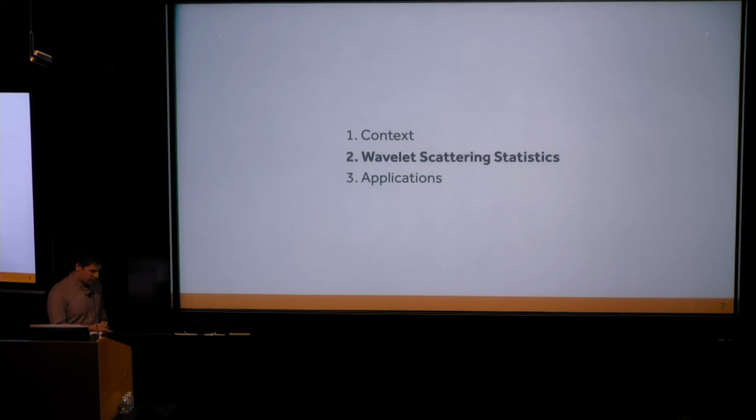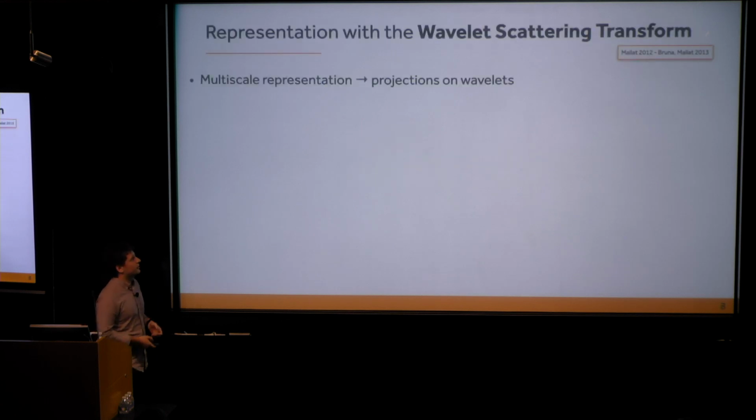So it's a problem. The wavelet scattering statistics can be seen as an alternative way to build a representation. So it's a predefined representation of your data, if you want. I'm going to talk first about the wavelet scattering transform, which is one class of wavelet scattering statistics.